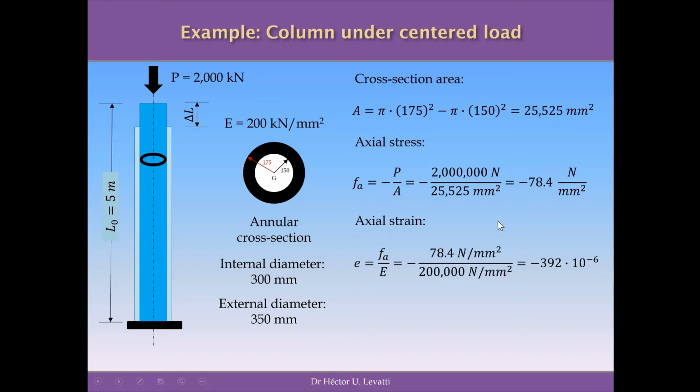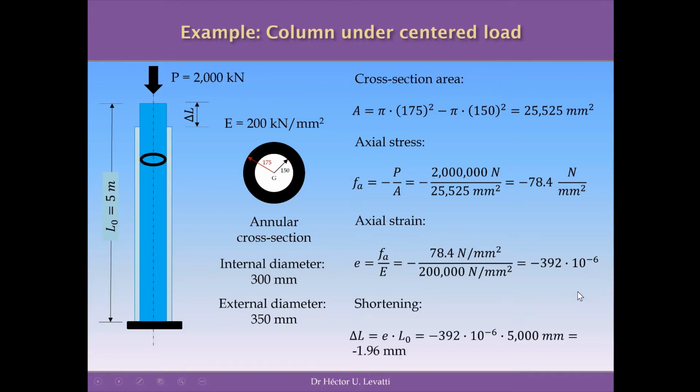The axial strain for this column will be the axial stress divided by the Young modulus. The axial stress is negative 78.4 newton per square millimeter, which we just calculated in here, divided by the Young modulus in newton per square millimeter, which is 200,000. So the axial strain is equal to minus 392 times 10 to the minus 6, which is adimensional.